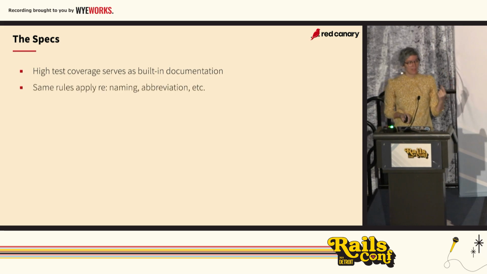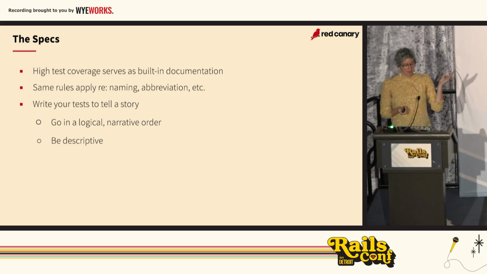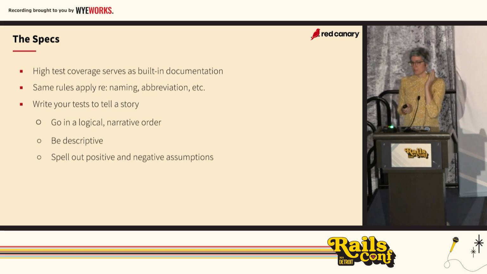Same rules apply about naming, avoiding abbreviations, being descriptive, all of that. And I really like to think about writing my tests to tell a story. Some of the ways that I do that are going in a narrative order. First, what is the best thing that could happen here? Great, let's show that that works. And then we also want to test the negative assumptions. What happens if you pass in nil? What happens if you pass in the wrong data type? What if you don't pass anything in? What if I don't have internet access? What if I do it in the wrong order?